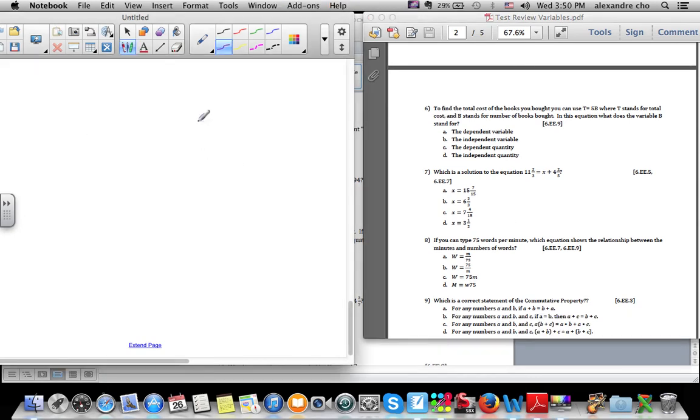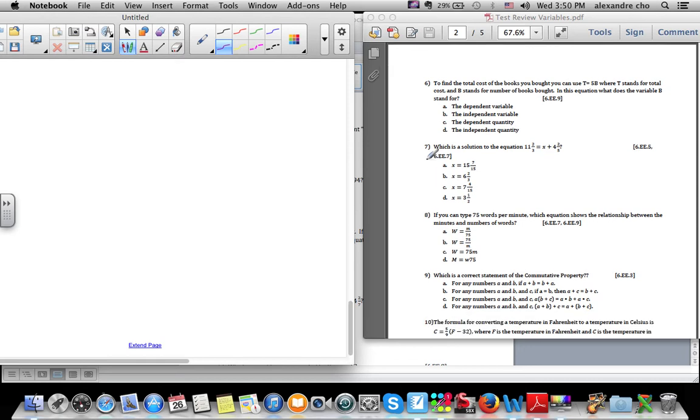6. To find the total cost of books you bought, you can use T equals 5B. T stands for total cost, and B stands for the number of books bought. So I multiply 5 times the number of books. That makes sense. If I buy one book, it costs me $5. If I buy 2 books, my total is 10. If I buy 3 books, it's 15, and so forth.